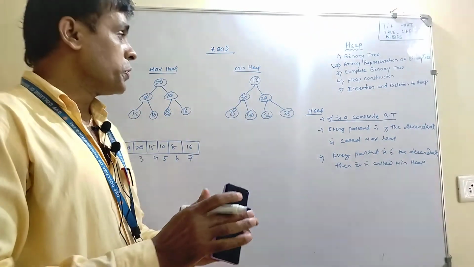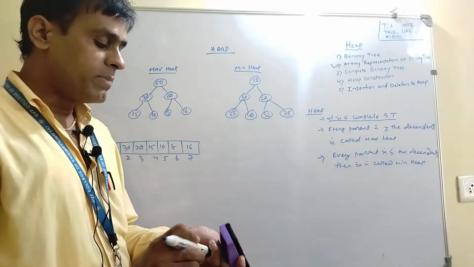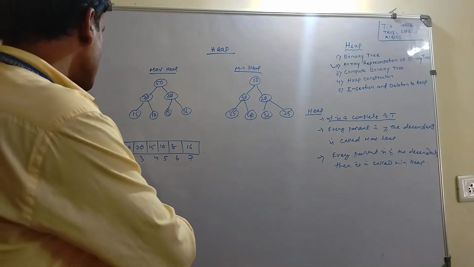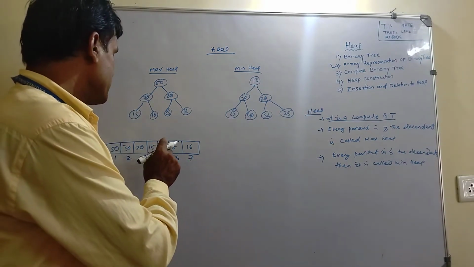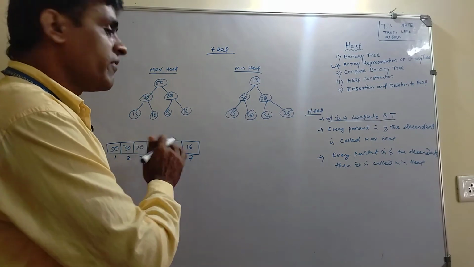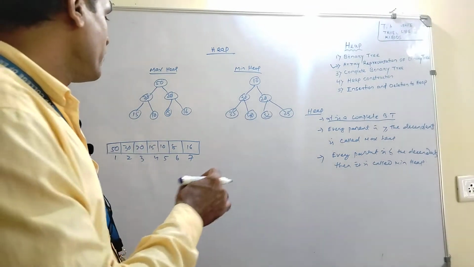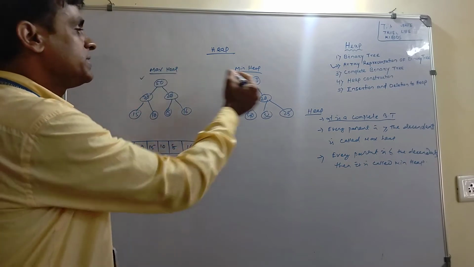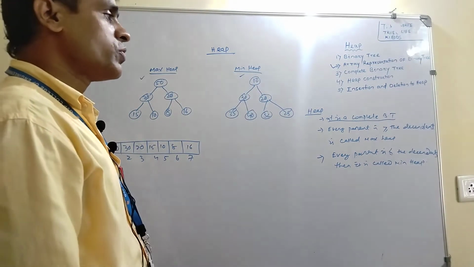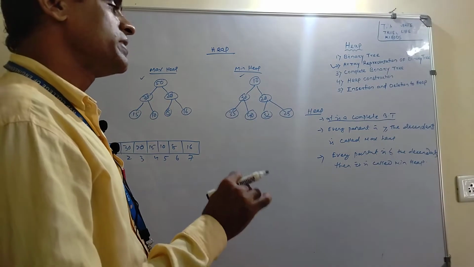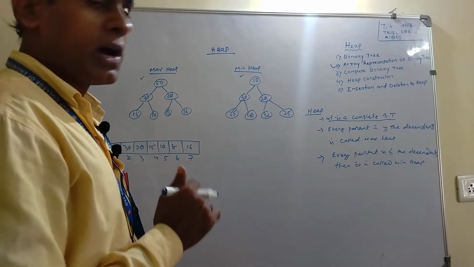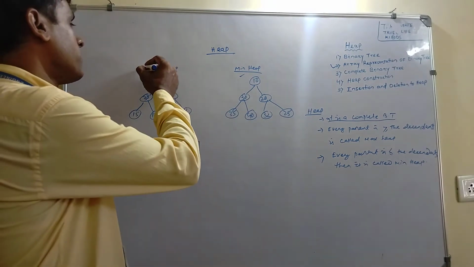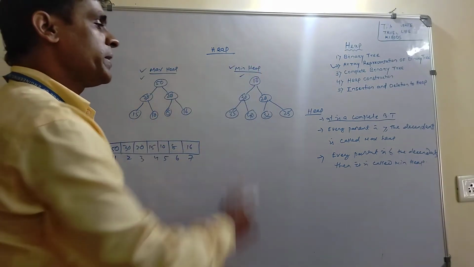So what are the properties of a complete binary tree? In a complete binary tree, from the starting to the end index there should not be any vacant or free value. So this is a complete binary tree, this is also a complete binary tree. Every complete binary tree is also a heap. But a heap has two more properties, the max heap property and the min heap property.